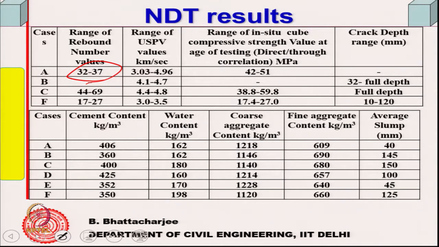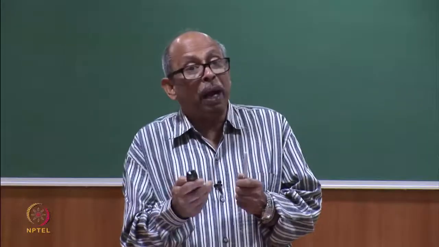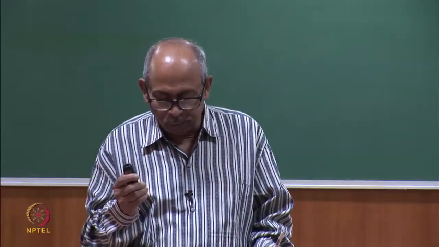We did use them earlier. The mixes were also known to us. In ABCD there were some cases. In case A, the range of rebound number was 32 to 37, ultrasonic pulse velocity was 3.03, in situ cube strength was better, and we also knew the mix. So, from this kind of index, histogram plot, information about uniformity and quality of concrete, and where it is bad, which one is better, that sort of conclusion you can draw.